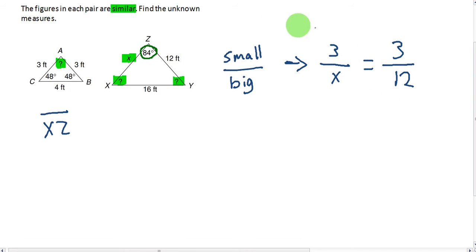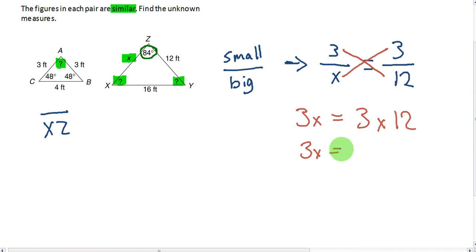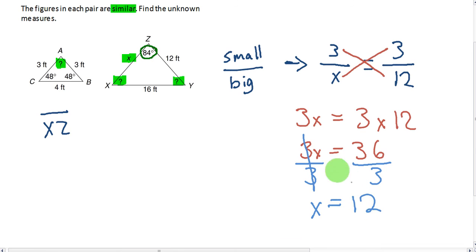And now, I'm going to take the cross products. I have 3 times x and 3 times 12. So 3x equals 3 times 12, or 3x equals 36. From here, I just asked myself, how do I isolate the variable? I've got to undo multiplication. I'm going to divide by 3 on this side, divide by 3 on the other side. These 3s will cancel. And I know that x is equal to 36 divided by 3, which is 12. So x equals 12 feet.